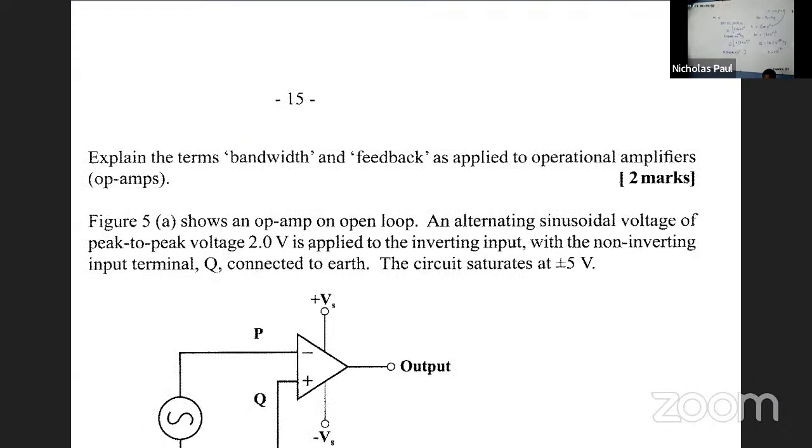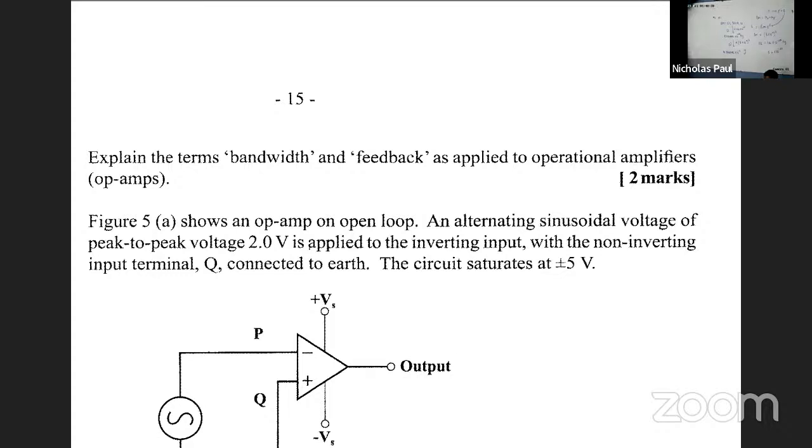Explain what is bandwidth and feedback. What is bandwidth? What's bandwidth, Olia? The range of operational frequencies. Nice. What's feedback? Feedback is when the output voltage is run back to the input voltage. So basically the output is fed back into the input.